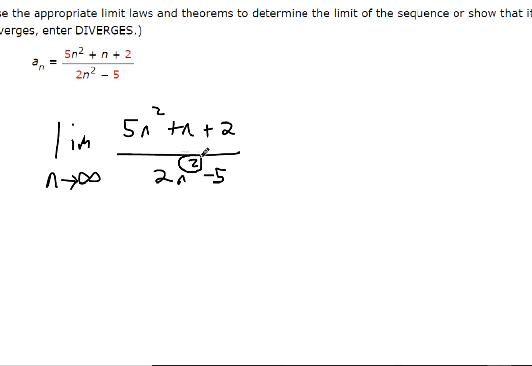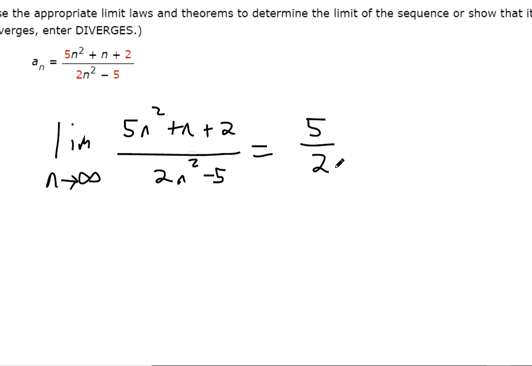But see how the powers match? That means these portions of the term, the n squared part, are going to really dictate the behavior, and this stuff isn't going to matter. Okay, the minus 5 over here, the plus n plus 2 isn't going to matter. So this limit is 5 over 2.